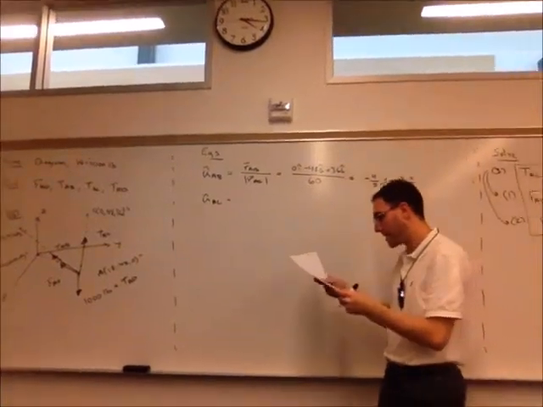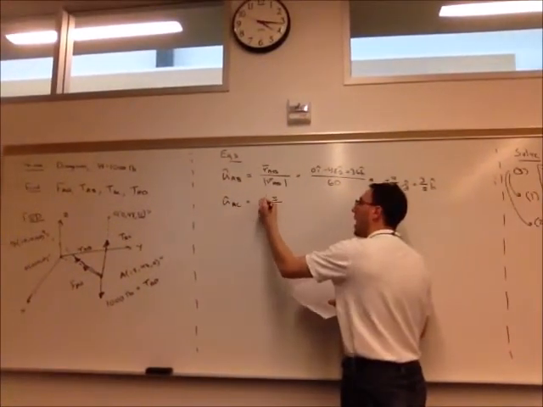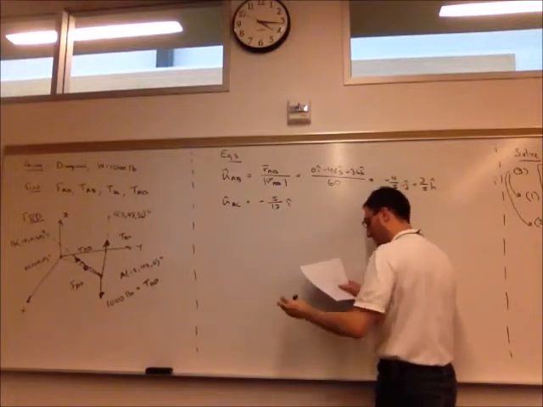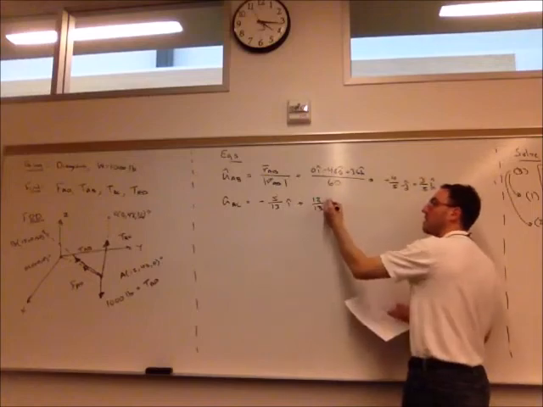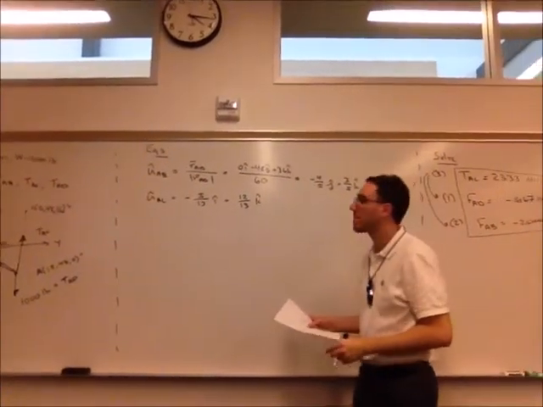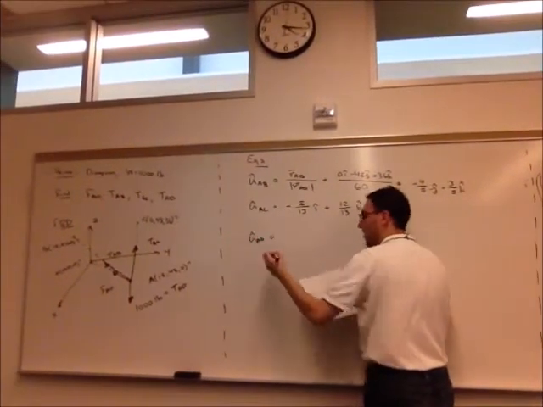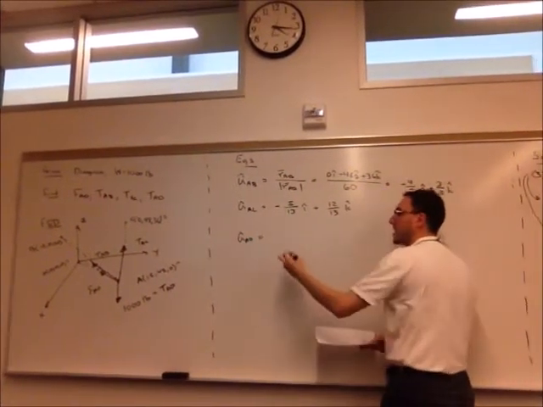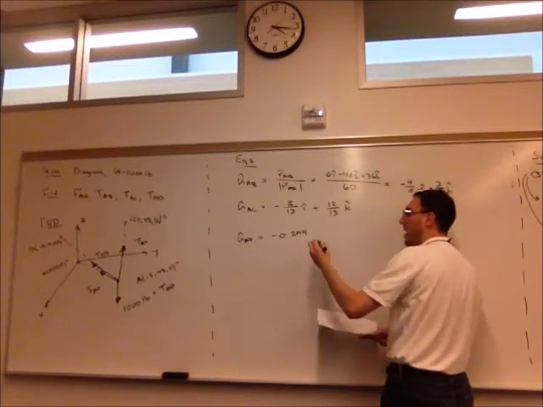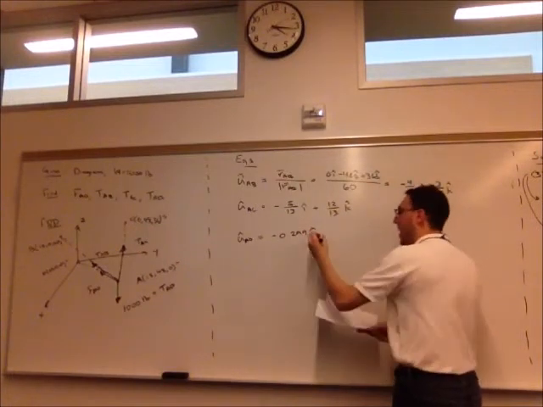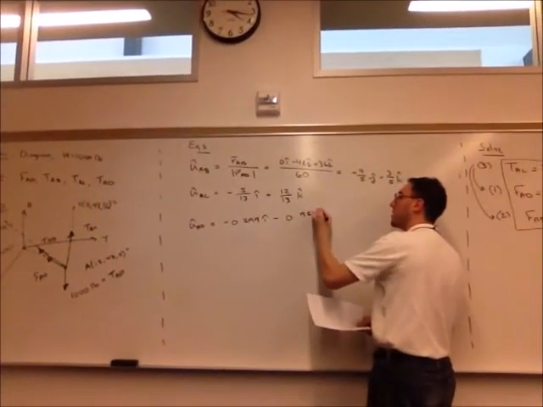For U hat AC, we're going to get negative 5/13 i plus 12/13 j, 12/13 k. And for U hat AO, we don't get nice fractions. We do have to go to decimals. Again, three digits is sufficient for this. Negative 0.299 i minus 0.954 j.